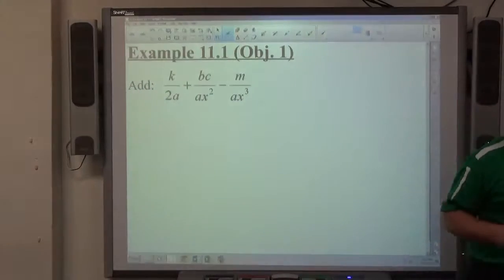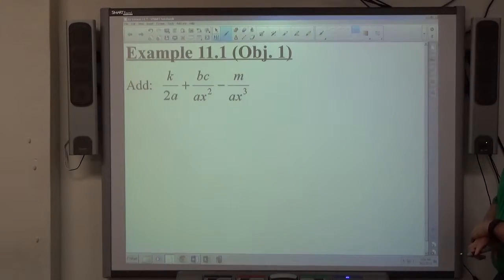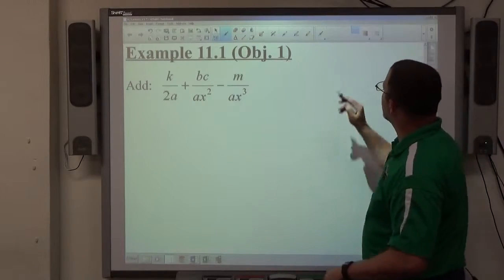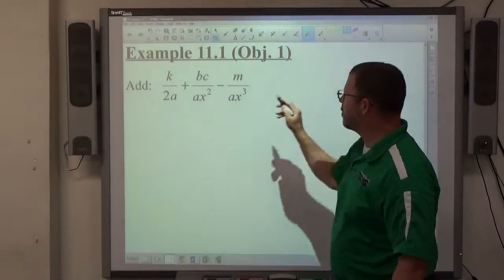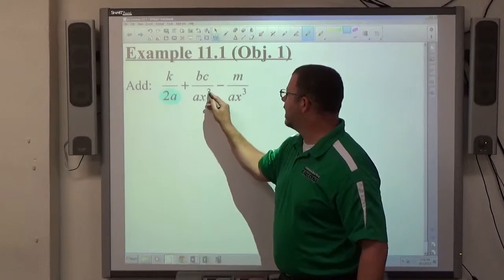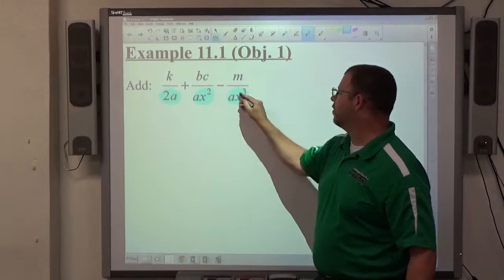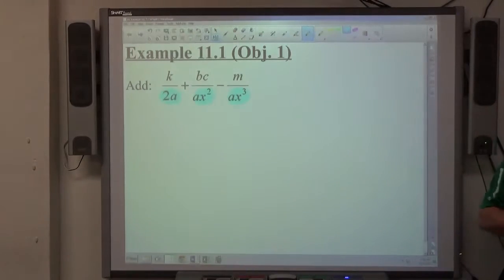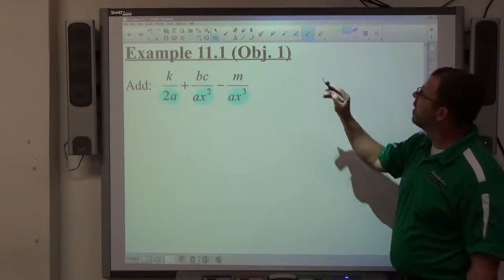Example 1, add k over 2a plus bc over ax squared minus m over ax cubed. We're adding fractions. Fractions require common denominators. 2a and ax squared and ax cubed are obviously not the same, so they're not common denominators, so we need to make a common denominator.